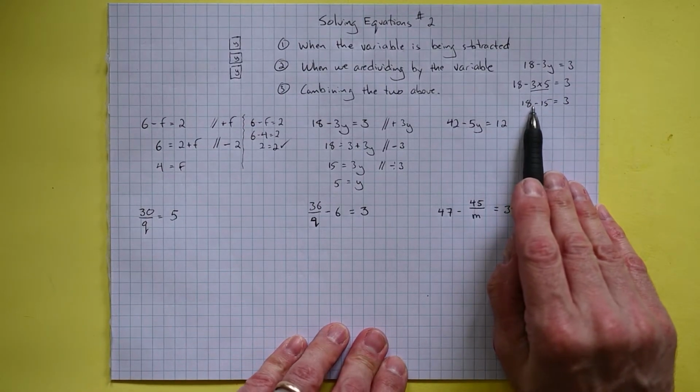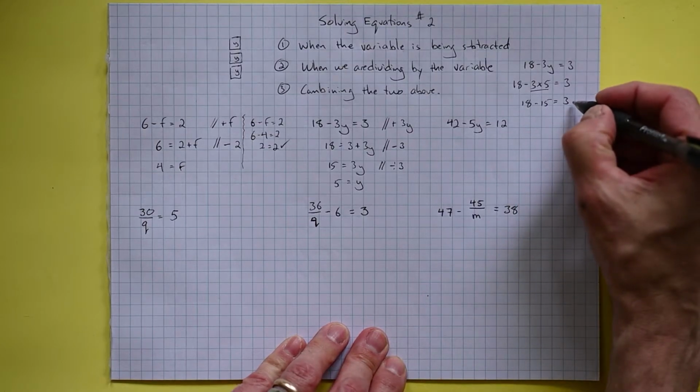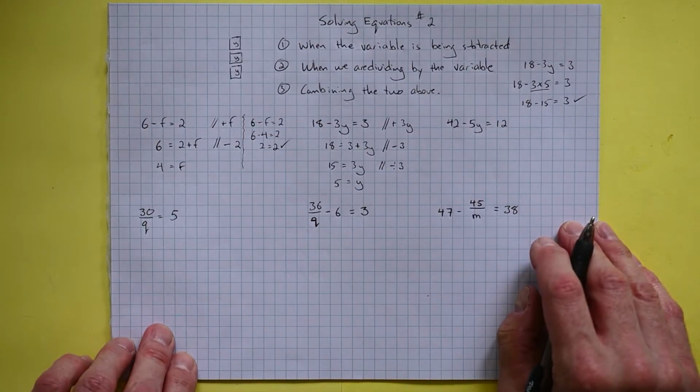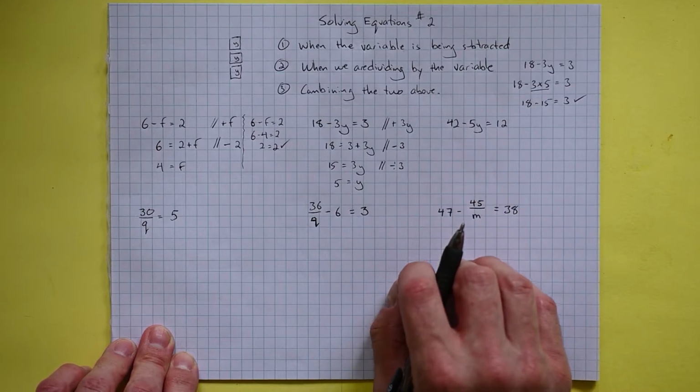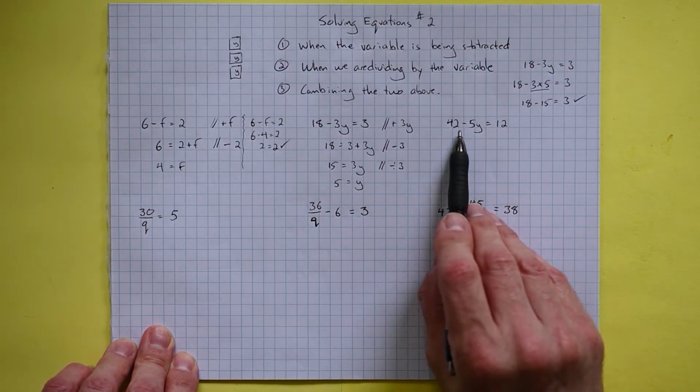And I think we can see that 18 minus 15 will be 3. We'll have an equality, and I'll leave it there so I don't run out of room for my next problem. So here's one more like that.